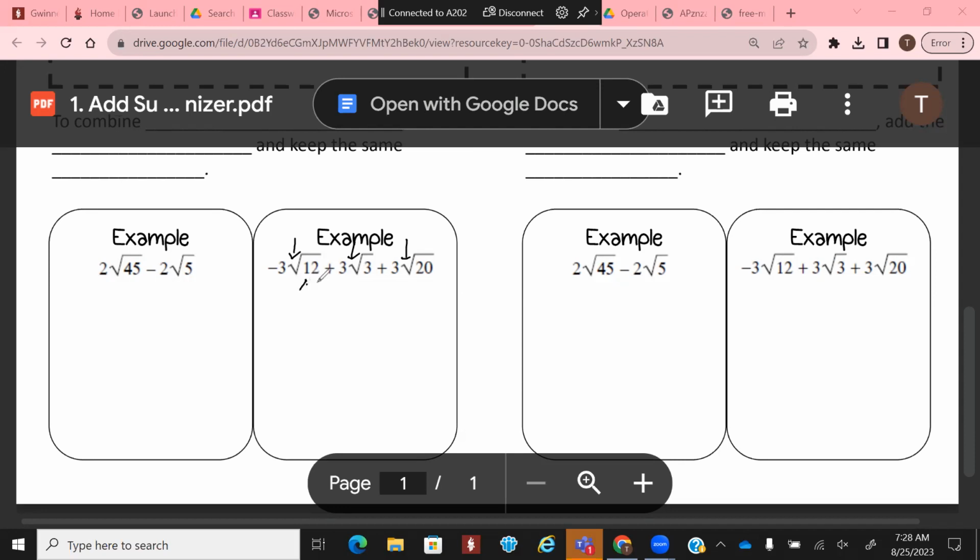So can we break 12 down? Yeah. 6 and 2. Can we break down 6? So 3 and 2. Now we got a partner, so we can pull one out. It's multiplying, not adding, right? So we can pull 2 out. Negative 3 times 2 is what? Negative 3 times 2 is, okay, and we're left with this 3 underneath the radical.